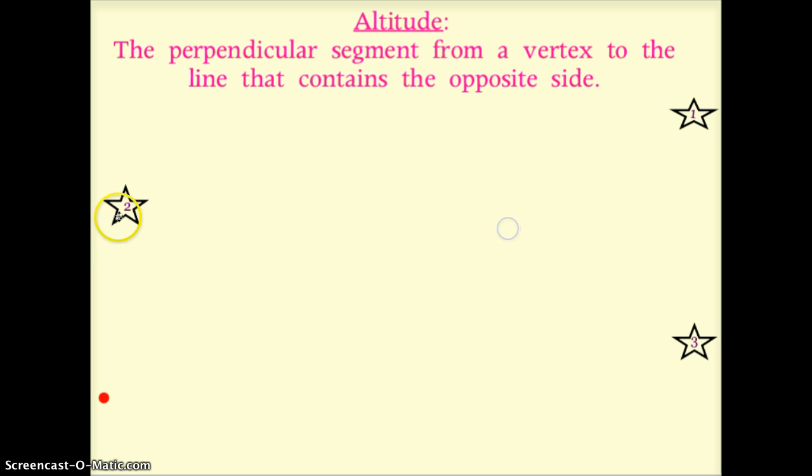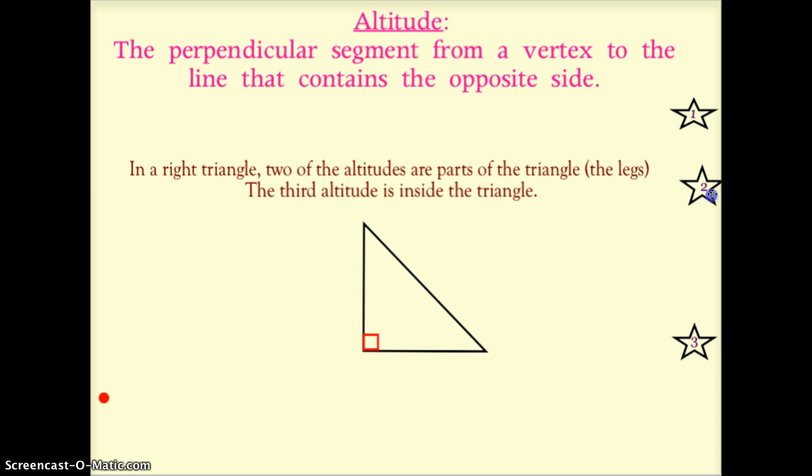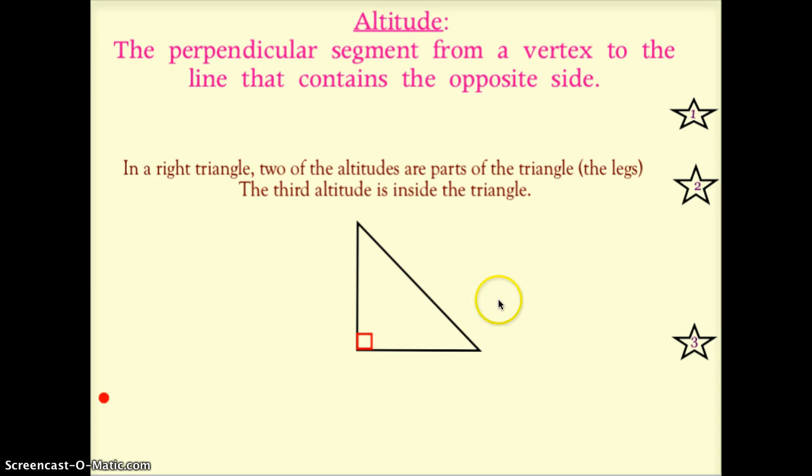In a right triangle, two of the altitudes are part of the triangle, they're the legs, and the third altitude is inside the triangle. The red lines show the altitudes, and the third altitude is inside the triangle.